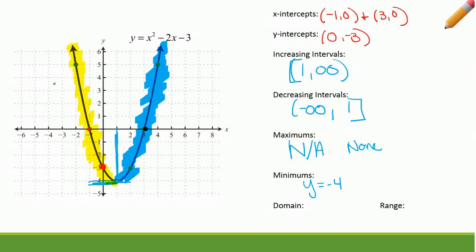What about our domain? Well, it looks like this is going to keep opening up and up and up and up and up. Can't close it because that's an arrow right there. Can't close this side, there's an arrow. So my domain is from negative infinity to infinity.